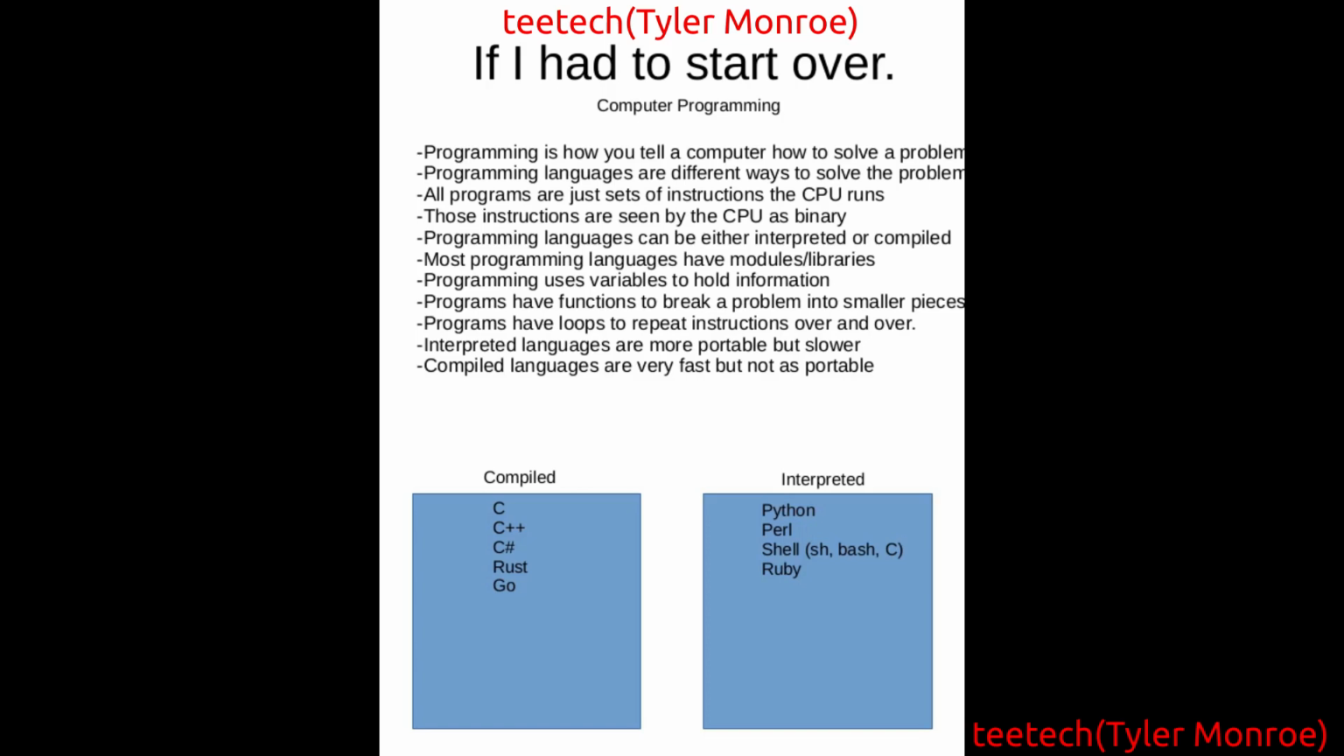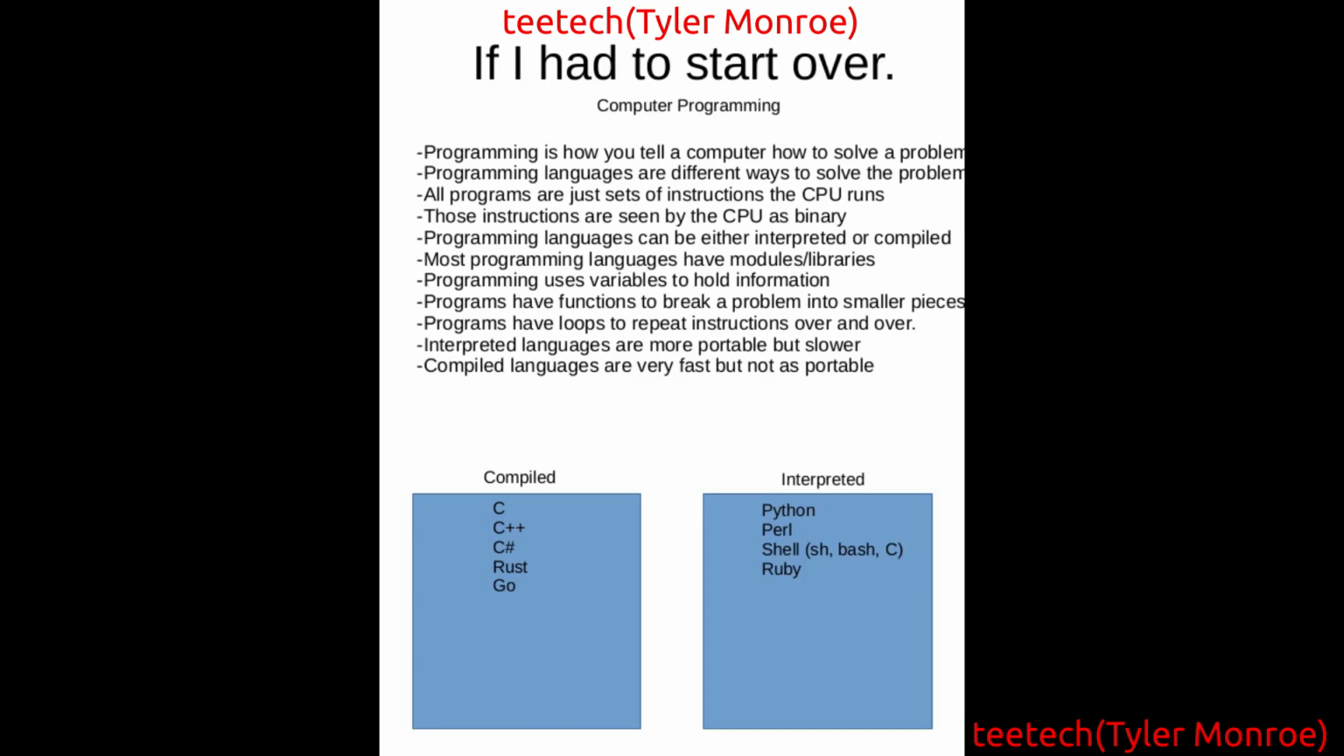Now, this is where all the binary bits and bytes and operating systems come in, because all programs are just sets of instructions the CPU runs. All right? And the CPU sees those instructions as binary, and it will execute them. So when you execute a program, it's the CPU running the binary that represents that program. Now, there are 2 important distinctions with programming languages. They can either be, 1, interpreted or compiled. So the differences there are very important.